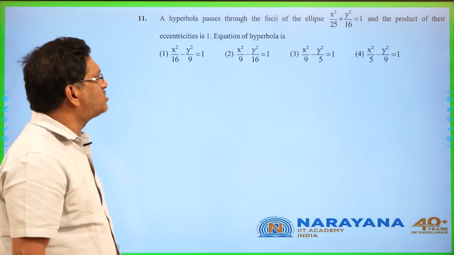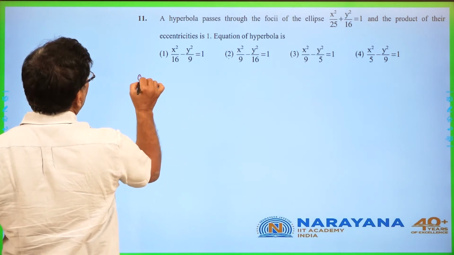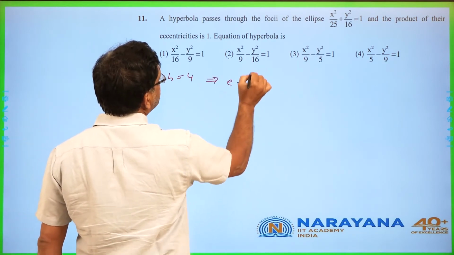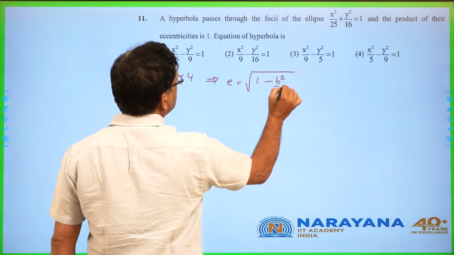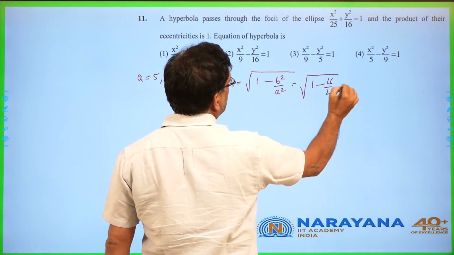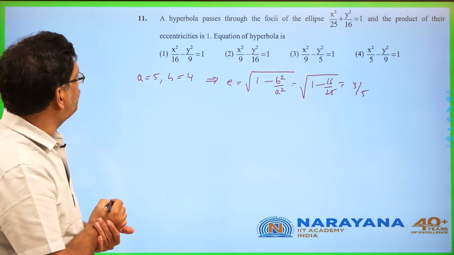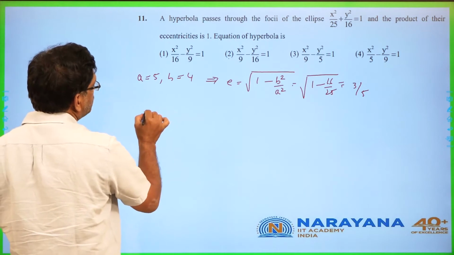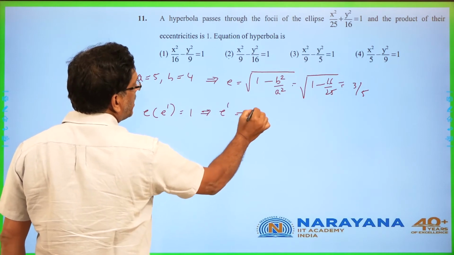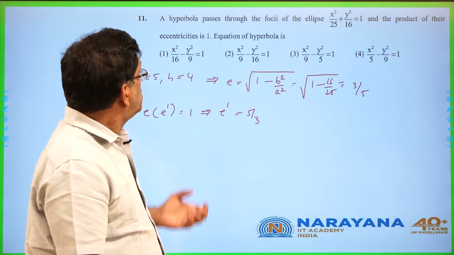A hyperbola passes through the foci of the ellipse. So it is a standard ellipse, a equal to 5, b equal to 4. That implies eccentricity is root of 1 minus b^2 by a^2, that is 1 minus 16 by 25, that is 3 by 5. Okay, we have got the eccentricity of the ellipse. Product of, let us take this is e, another one is e dash, equal to 1. So e dash is 5 by 3. e dash is the eccentricity of the hyperbola.